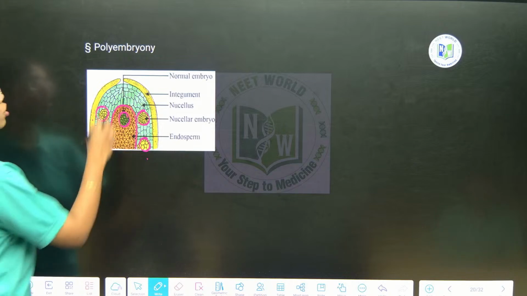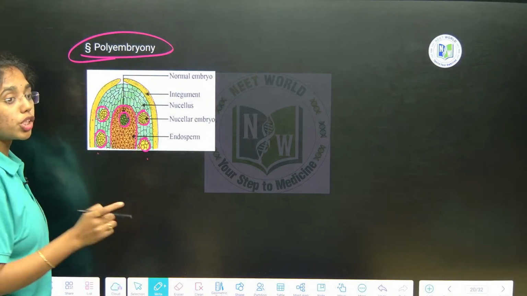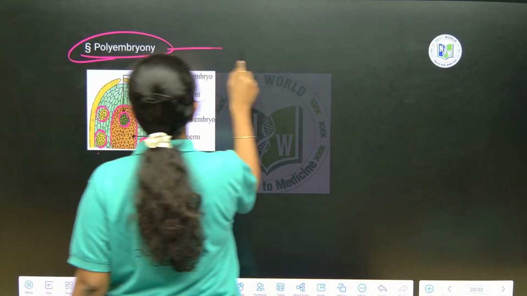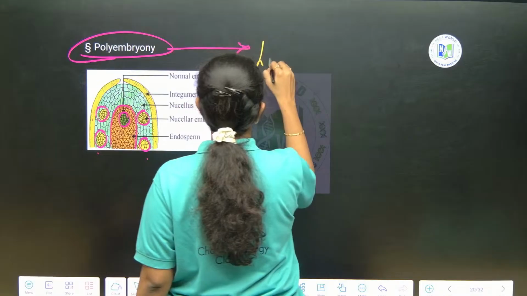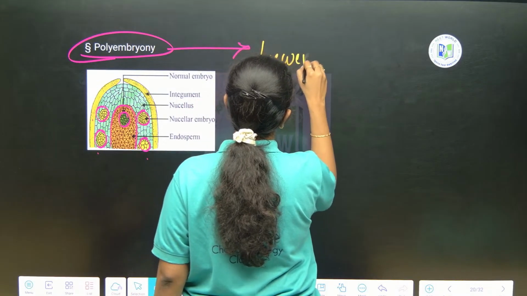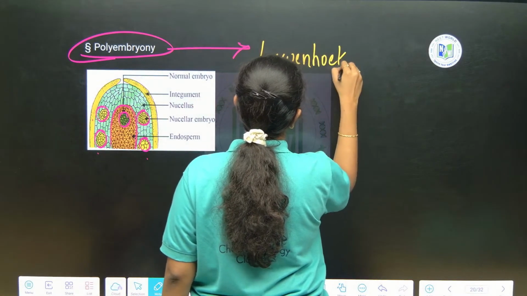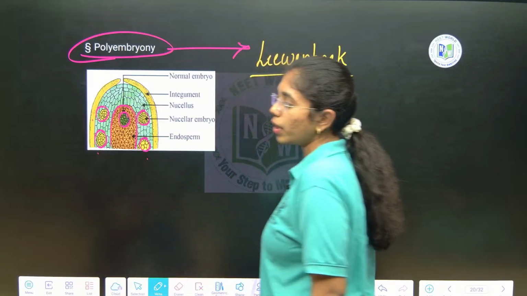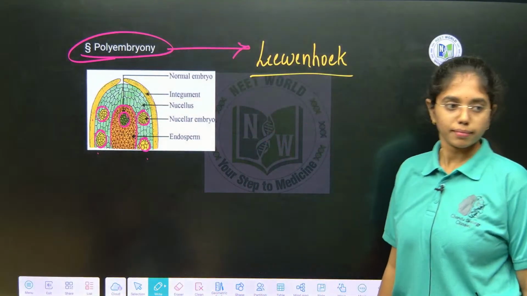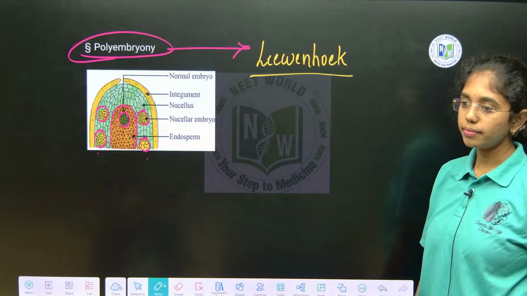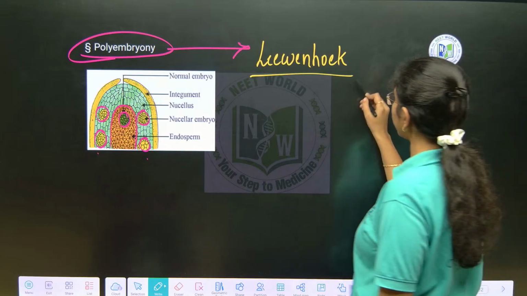Such condition is called as polyembryony, which is reported for the first time by Leeuwenhoek in citrus plant.